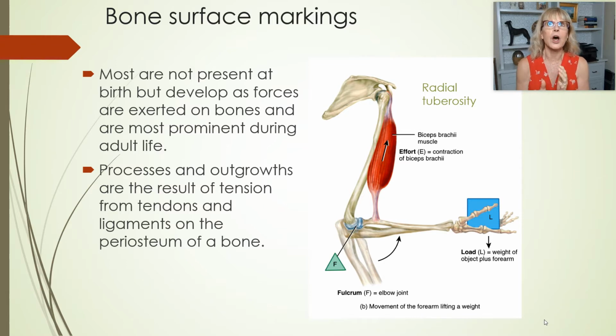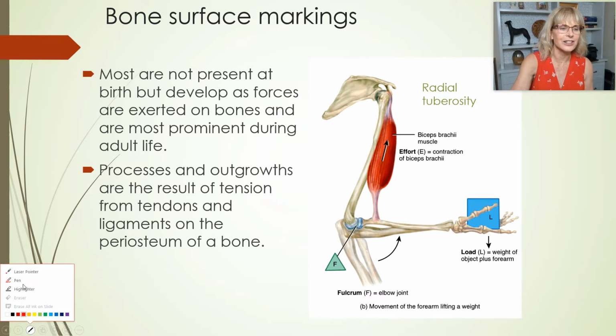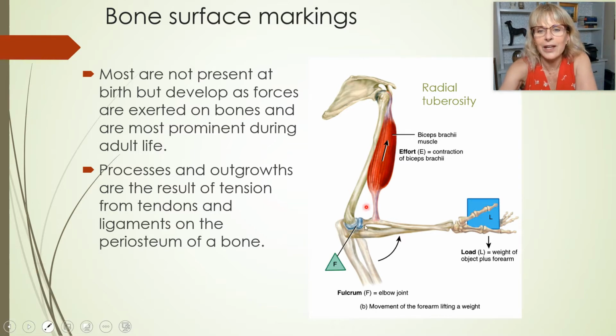Bone surface markings are not always present at birth, but those are areas of the bone where a muscle's tendon attaches. By constantly pulling on that area of the bone, the osteocytes that live in that part of the bone say, we must make it stronger. And it brings in more osteoblasts that make it stronger, and you end up with bumps on the bone. Those are bone surface markings.